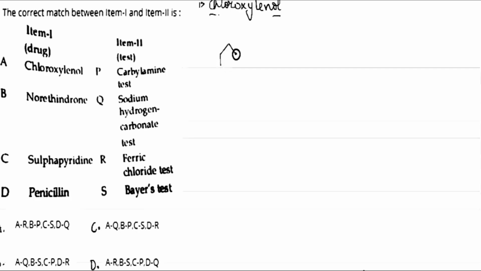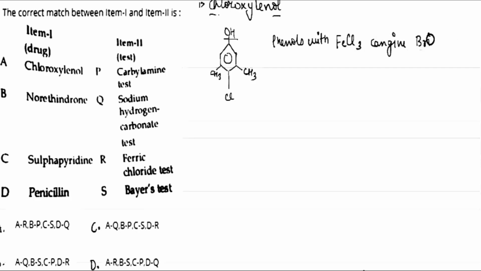The structure of chloroxylenol is a phenol, two methyl groups, CH3, and a chlorine atom. This has a phenol group, and a test for phenol is the test with ferric chloride. Phenols with FeCl3 can give a bright red precipitate, and this is used as a test for phenol.